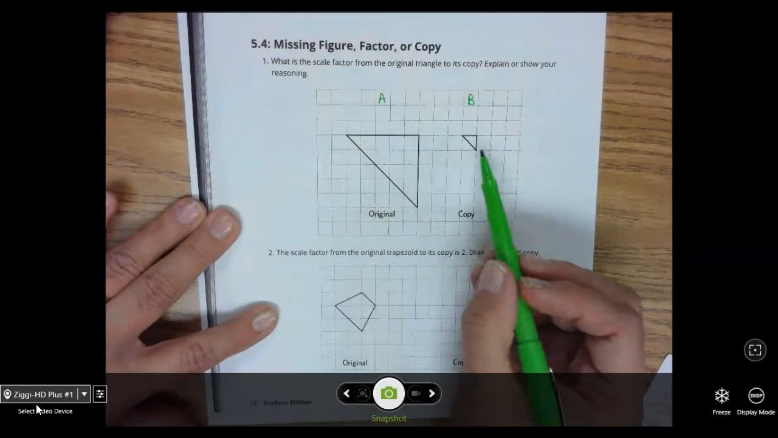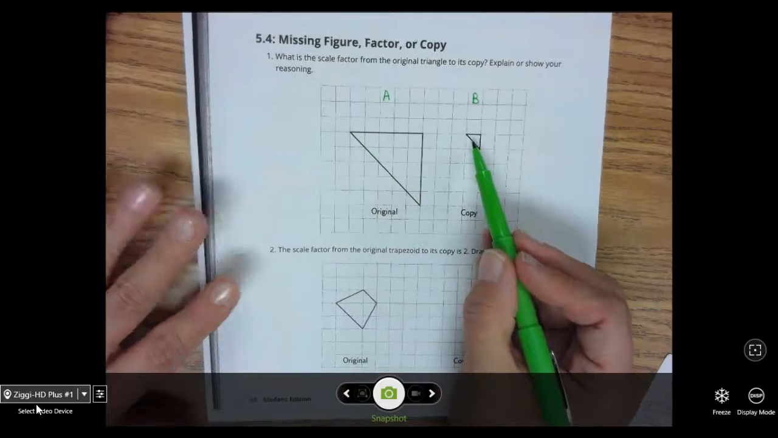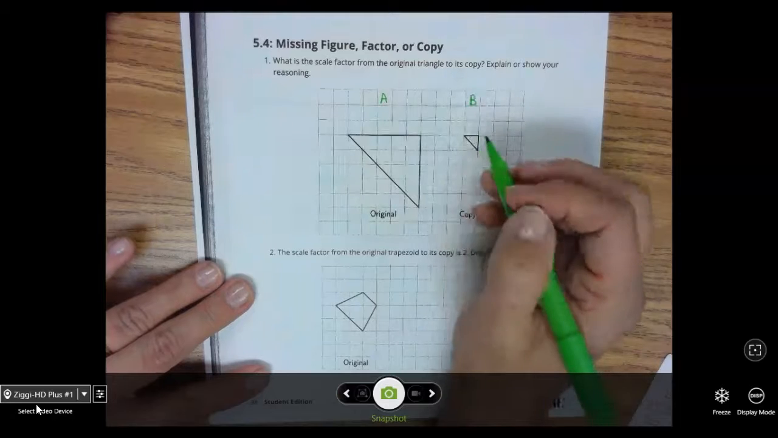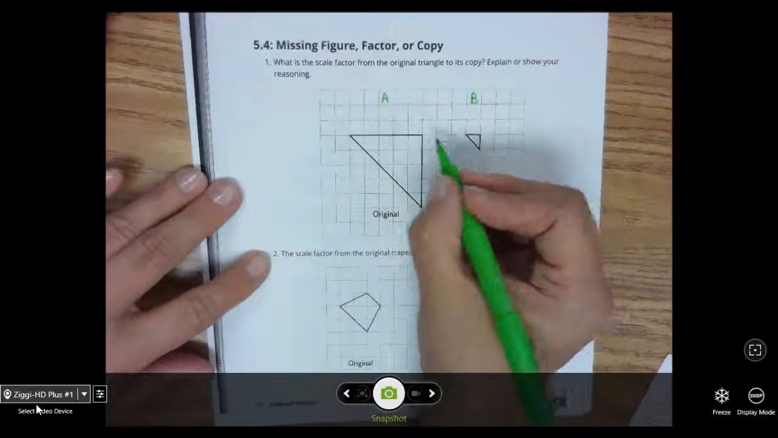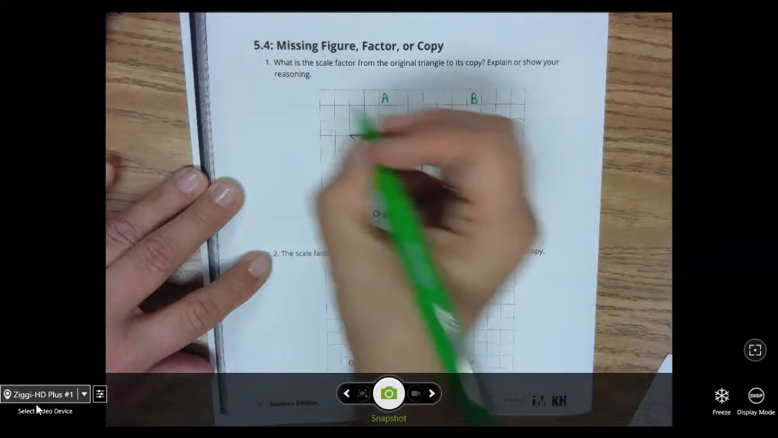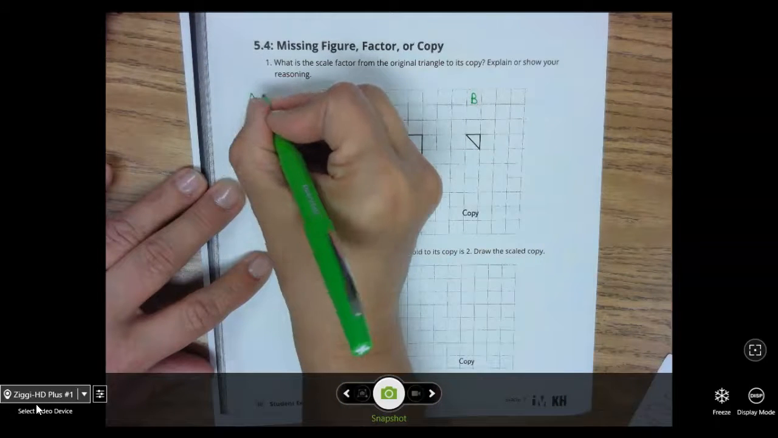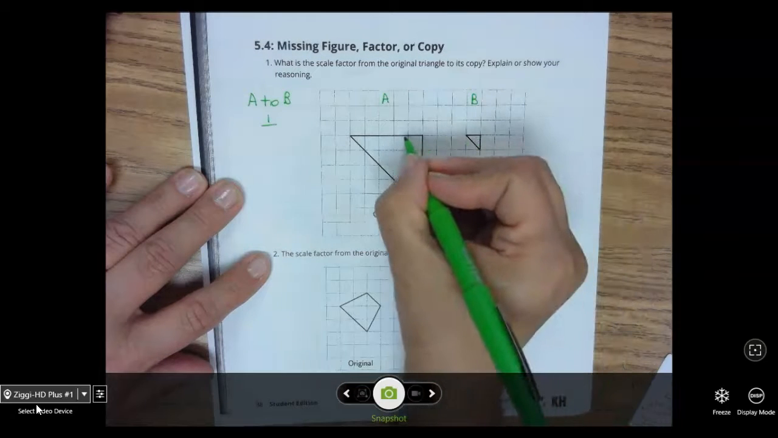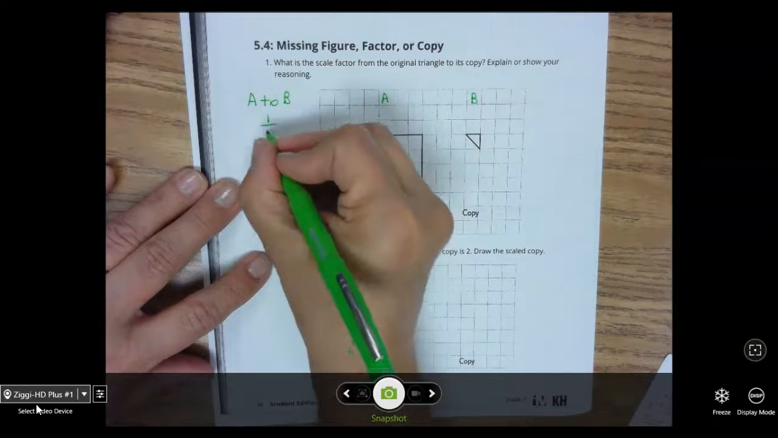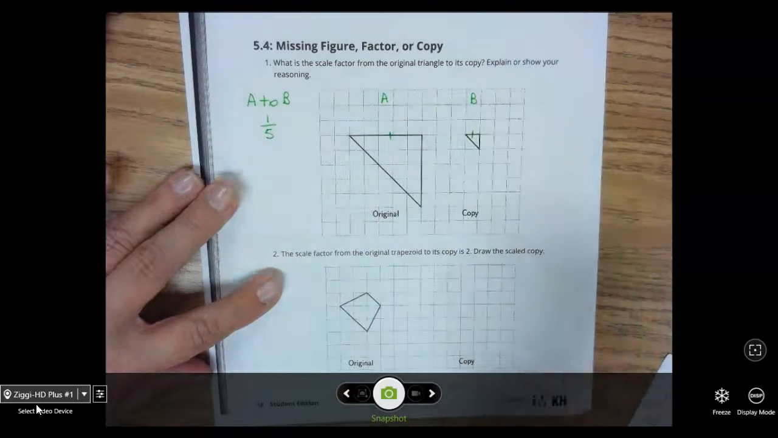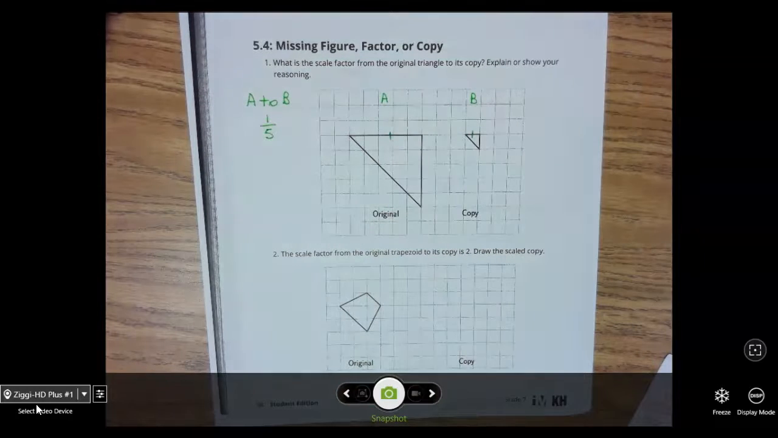You're always going to make a ratio. Use the copy's length first and then the original's. So if I form a ratio from this side to the same corresponding side over here, it would be 1 over 1, 2, 3, 4, 5. I used these corresponding sides to form a ratio, and that is my scale factor.